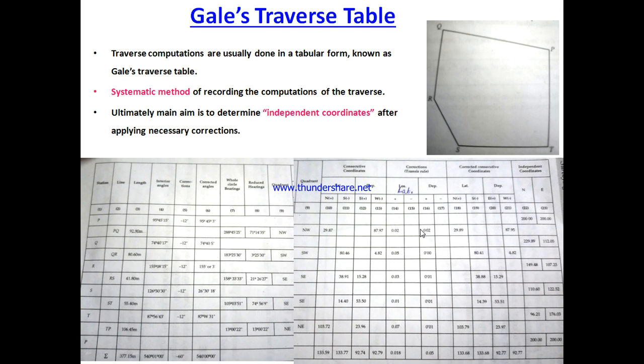So here the total error in the latitude will be calculated as 29.87. Okay. So 29.87 upon what? After this we need to calculate the sum of all the latitude values. So what is the sum of the values here?